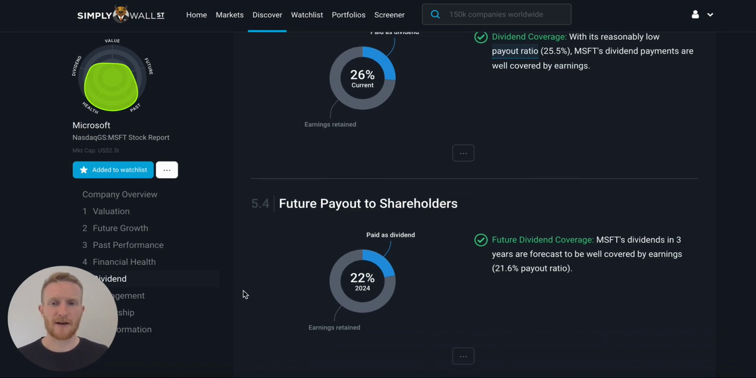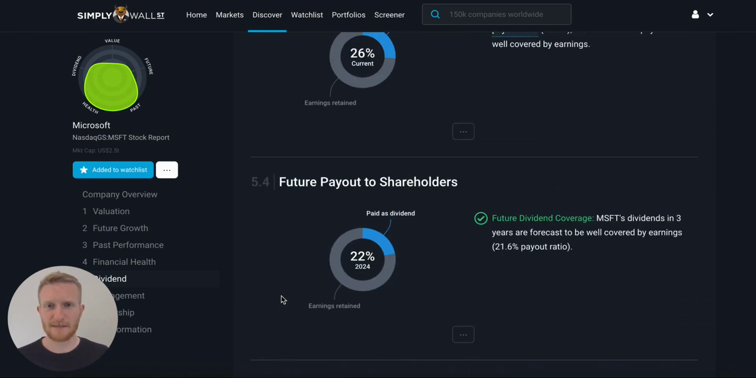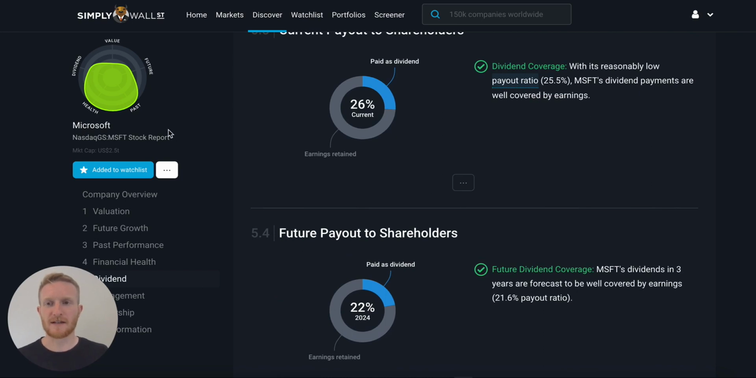And the final point I'd like to make before telling you what the next steps are is basically, if you're a dividend investor, obviously you want to see some sort of checks on this snowflake. You want to see that the company has some sort of score. But if you're not a dividend investor and you see that this company has scored 0 out of 6, that's not necessarily a bad thing, right?